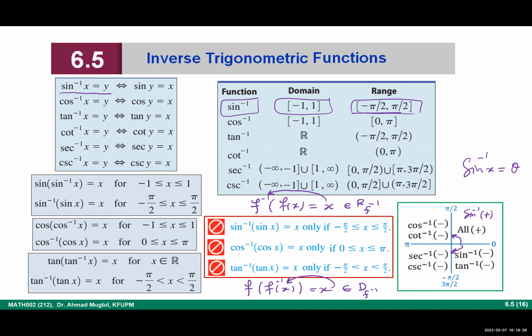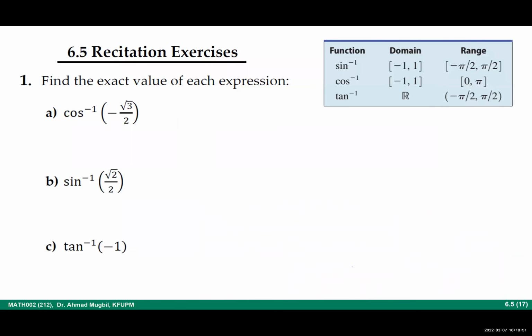Be careful. You cannot use the cancellation property or the inverse function property unless your x is within these intervals. Let's apply these properties on these exercises. And of course, we can revert to this whenever we need.